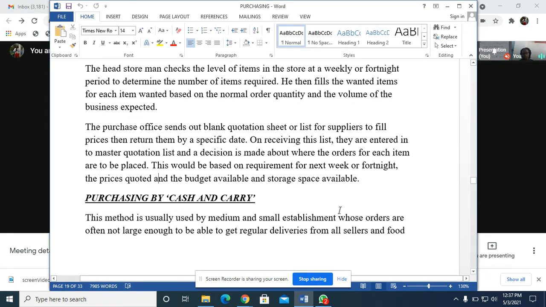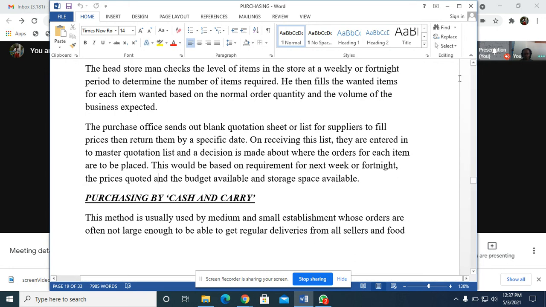So that means that once the decision is made on the best prices and the best quality from the suppliers, then the orders are made, and the suppliers are contacted so that they can deliver the commodities according to the prices quoted, the budget available and the storage space available.